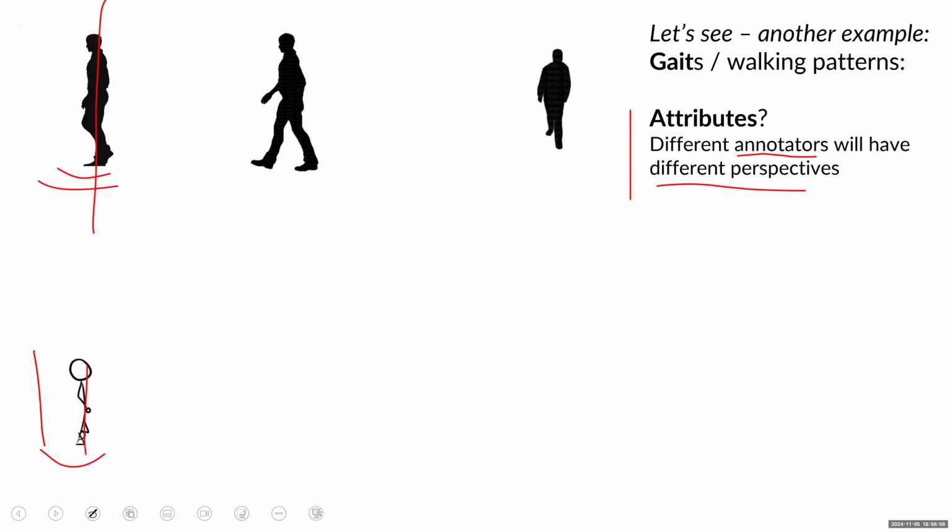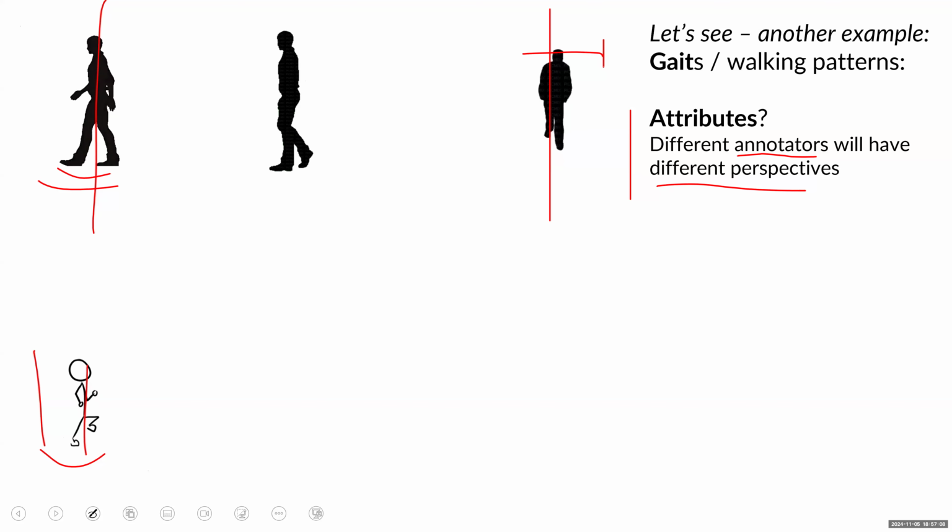And is it good? And what about this one? You see that if you put a vertical line, it seems like the person is a little bit imbalanced, the walking pattern is towards this direction, so it means that it's different, but some people will say that no, this is fine. So the attributes, the properties or classes are varied based on different annotators.